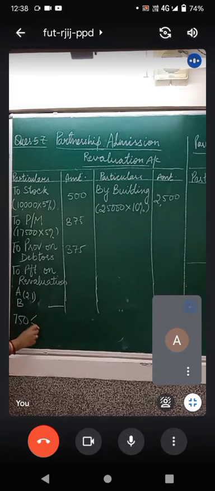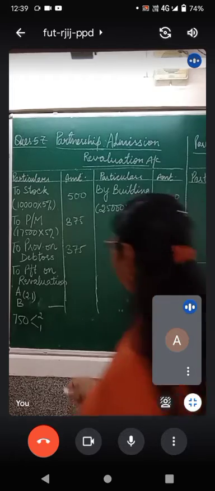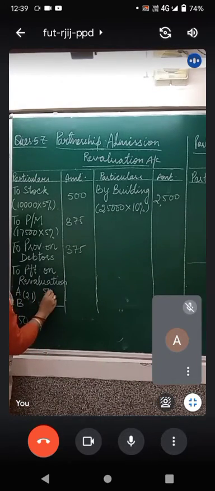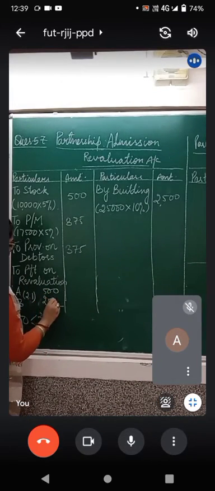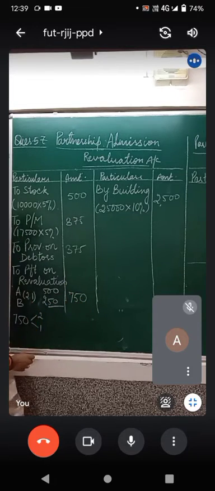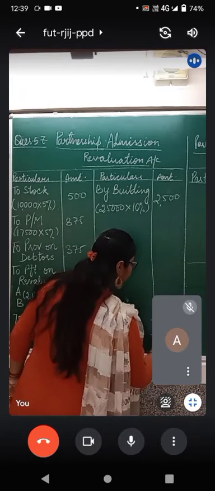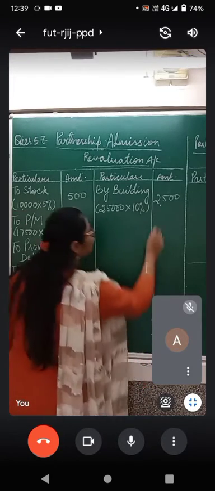750. And divide 750 in the ratio 2:1. When divided into 2:1, for A it is 500 and for B it is 250. For A it is 500 and for B it is 250. The total profit being 750 rupees. The account will be tallied with rupees 2500.